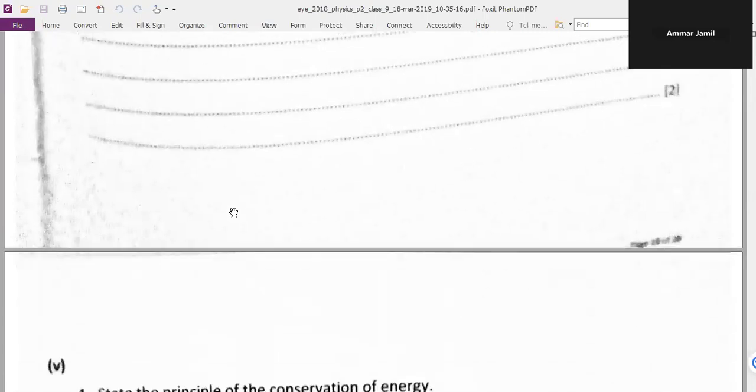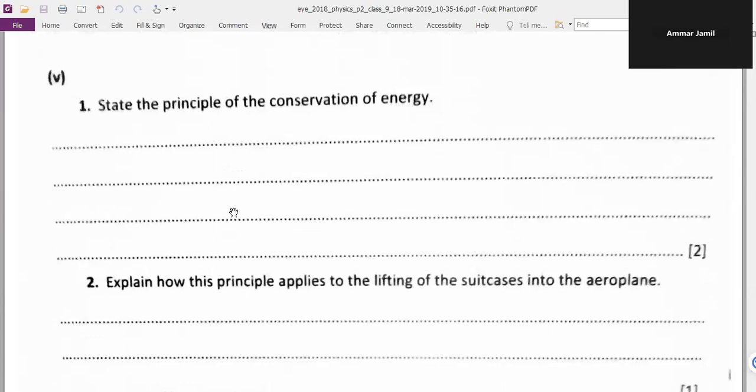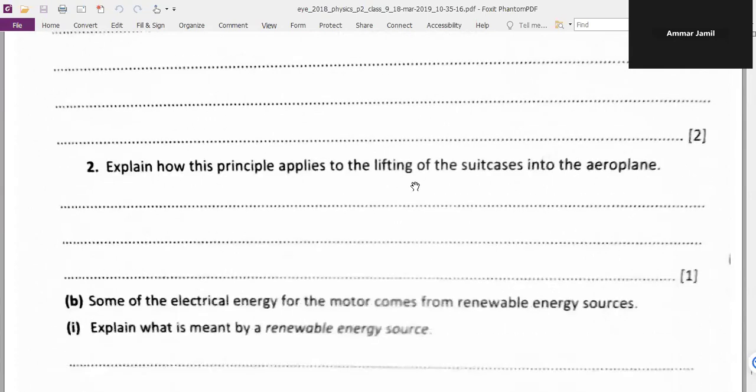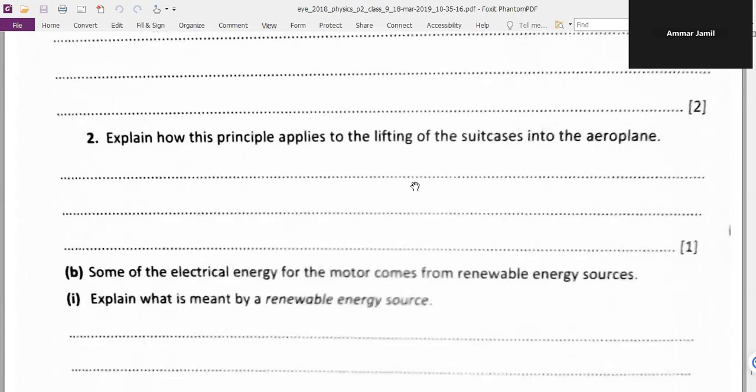Define kinetic and potential energy. Well, the kinetic energy is energy due to motion, and potential energy is the energy due to height. The principle of conservation says that energy can neither be created nor be destroyed. It changes from one form to another. How the principle applies, I have already explained this. The kinetic energy changes into potential energy.